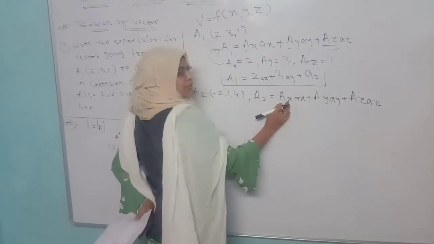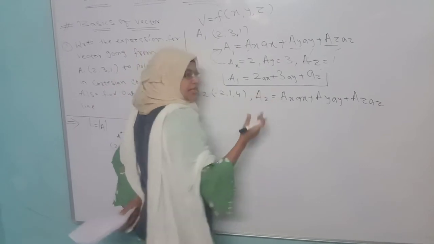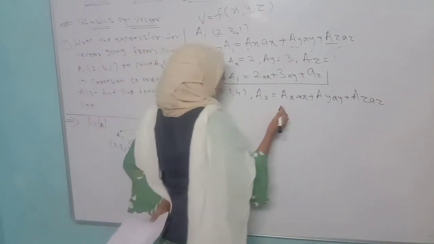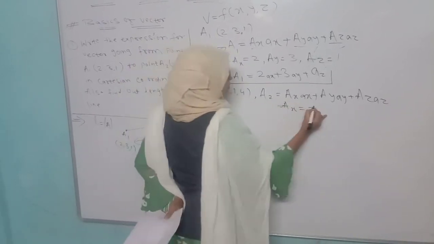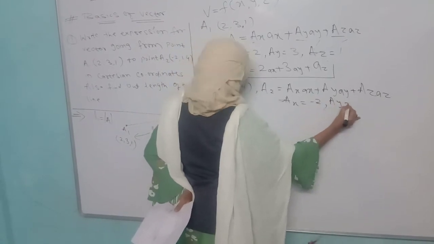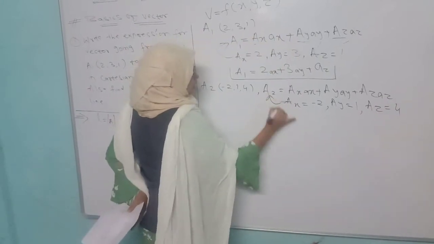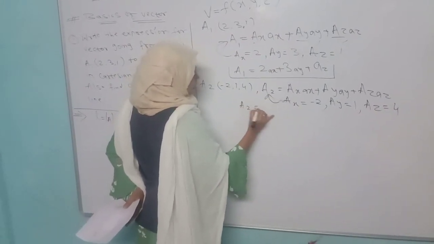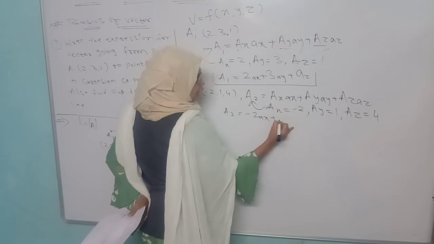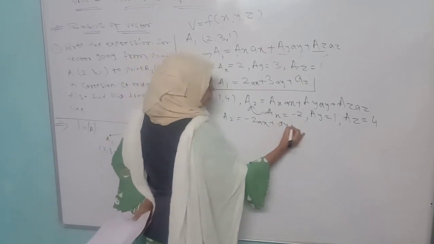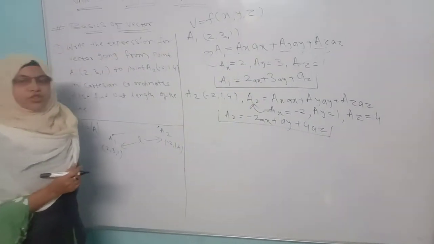Why am I writing x, y, z here? Just because of the function, that is, in the x direction, the y direction or the z direction. So what is my Ax here? By looking at this point, my Ax is minus 2. Similarly my Ay is 1 and my Az is 4. Substituting in the upper equation, A2 will become minus 2ax plus 1 we can't write, that's why directly ay, plus 4az. So this is the vector equation of A2.